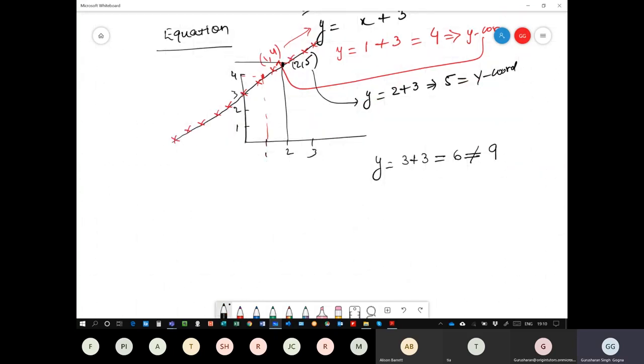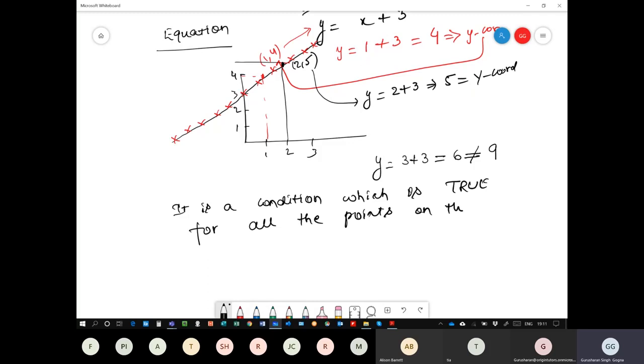So how will you define equation then? Equation of a line. Now this definition is common for any shape or any graph, whether it is a line or a circle or a parabola, doesn't matter. So the equation of any graph means it is a condition which is true for all the points on the graph.